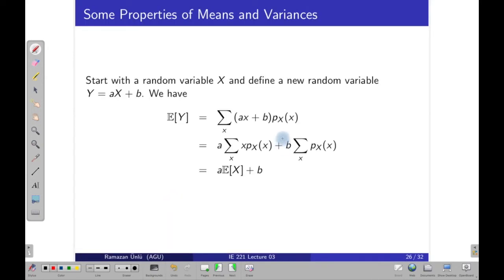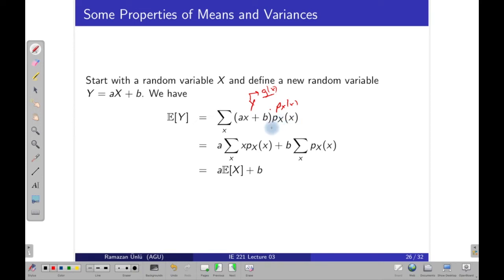Okay, now let's look at some properties of the mean and variance. To do this, let's start with a random variable x and define a new random variable y, which is a function of x, where y is equal to a times x plus b. So how can we calculate the expected value of y? From the definition, it is the sum of y times p of x. And this y is actually g of x, a function of x, which is a times x plus b, times the corresponding probability.